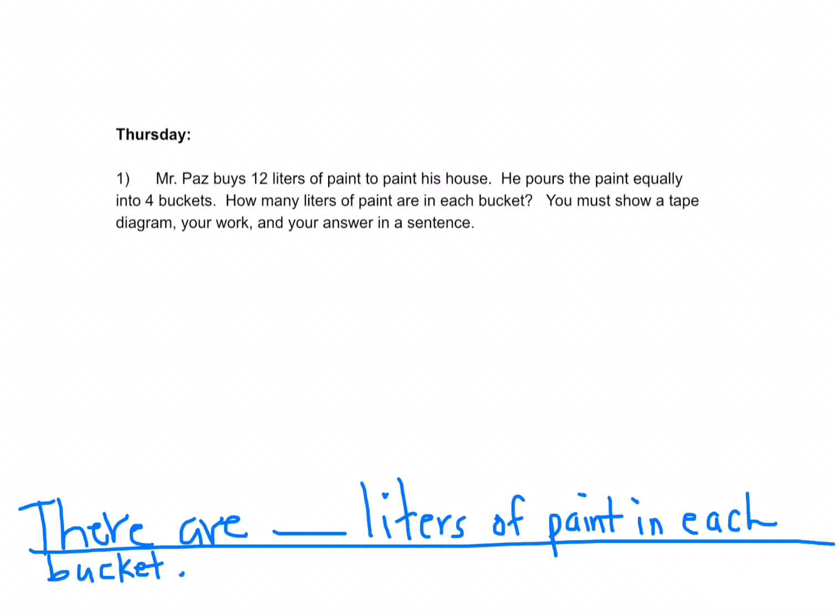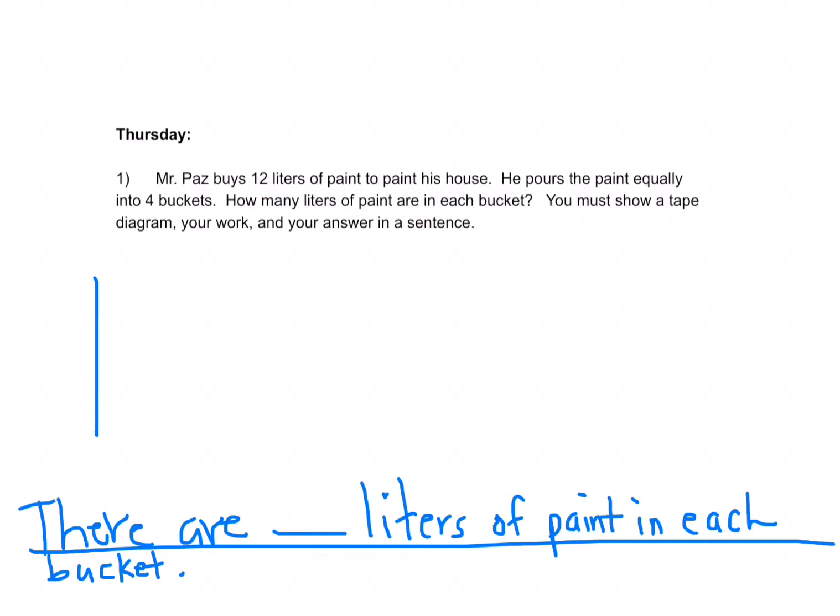Period. Double check that. Our question reads, how many liters of paint are in each bucket? Let's see if our statement answers that. There are blank liters of paint in each bucket. That's what we're finding. Okay, let's do a tape diagram.